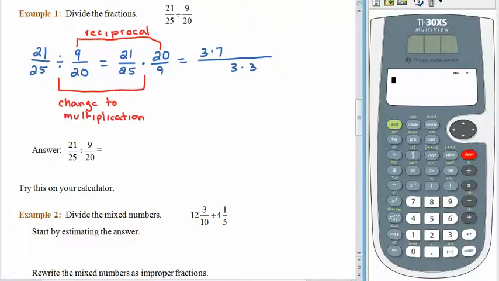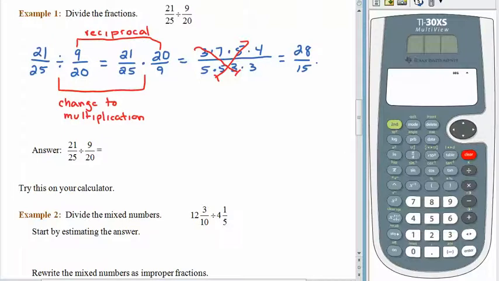And then we look at 20 and 25 and see if maybe there's anything in common there. And there's a common factor of 5. So 20 is 5 times 4. 25 is 5 times 5. And then we're just looking for those common factors. Right? 3 over 3 is 1. 5 over 5 is 1. And we multiply what's left. 7 times 4 is 28. 5 times 3 is 15.